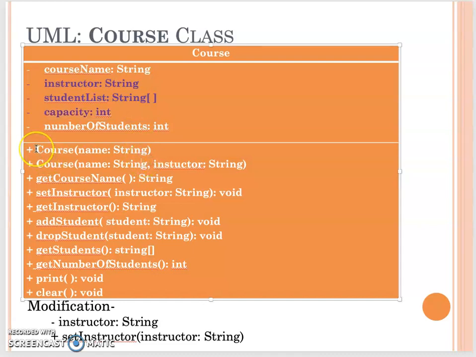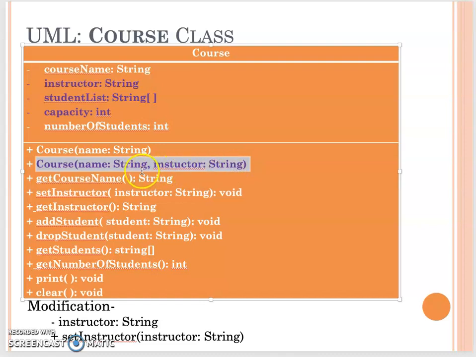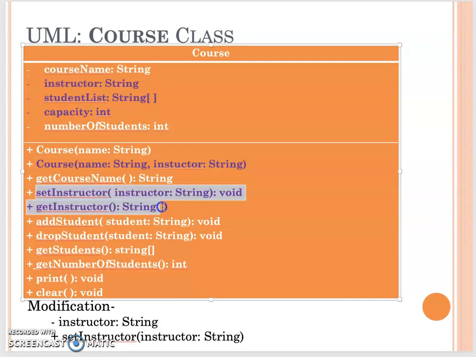Then about the course constructor function. We have the course constructor function to add the course name. But now I want you to add another constructor function. Not only can you add the course name, you can add the instructor's name. Then we still have get course name. Since we have instructor, I want you to add set instructor and get instructor functions.